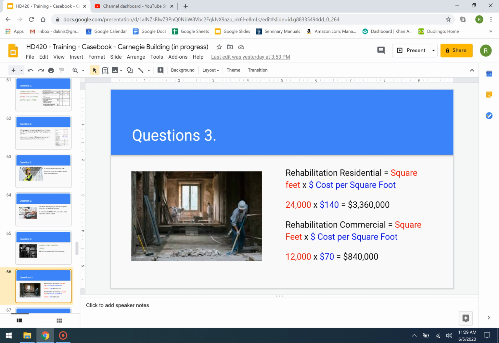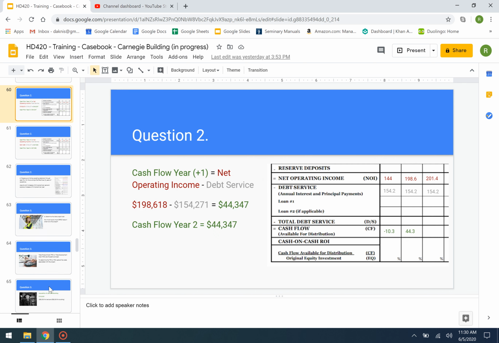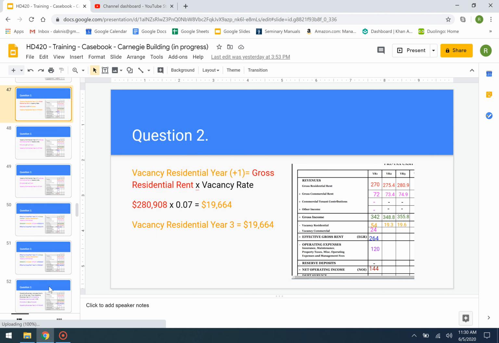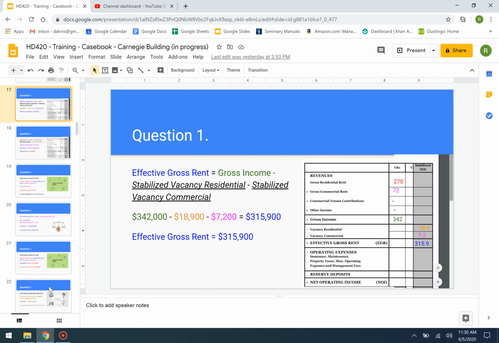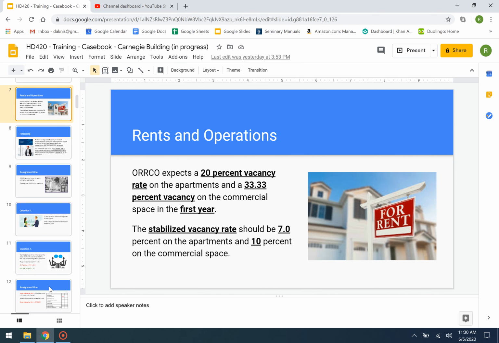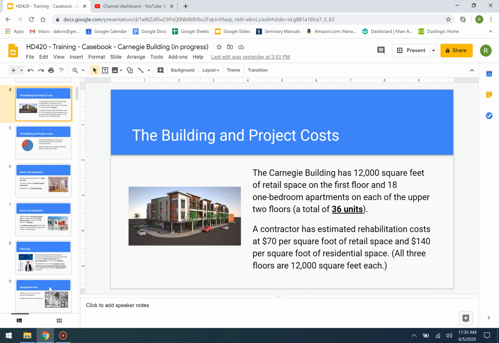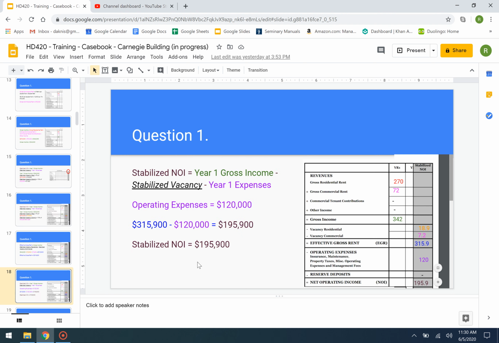The rehabilitation for commercial, we know that we have one floor of 12,000 square feet, and we were told that it costs $70 per square foot, so we get $840,000. If you're wondering where I'm getting these numbers from, just go back to your introduction. Go back all the way up to the top in the material that we were given in the introduction. So right here, a contractor has estimated rehab costs at $70 per square foot of retail and $140 per square foot of residential. All three floors are 12,000 square feet. So this is where we're getting that information to figure out the rehabilitation costs.